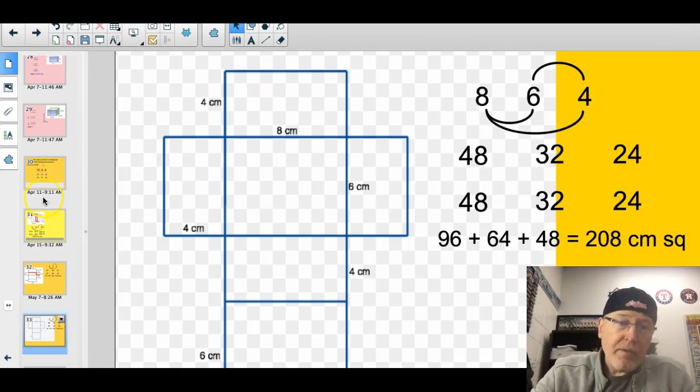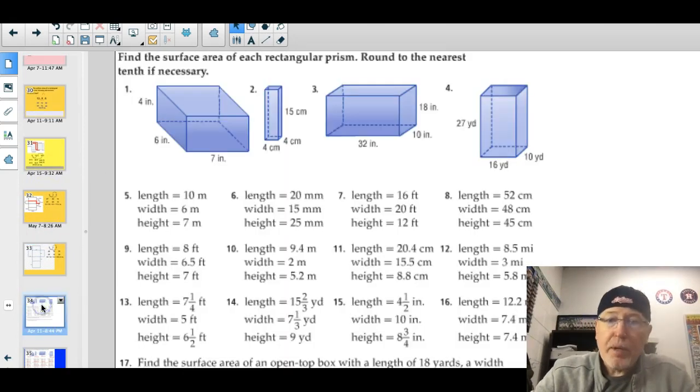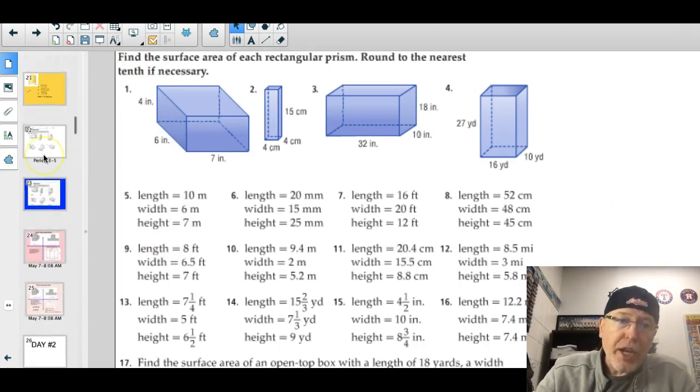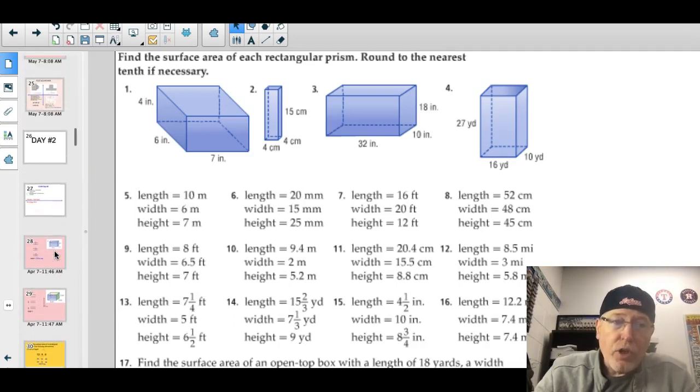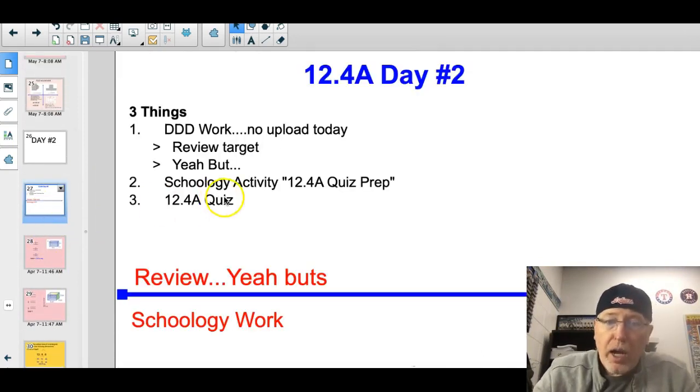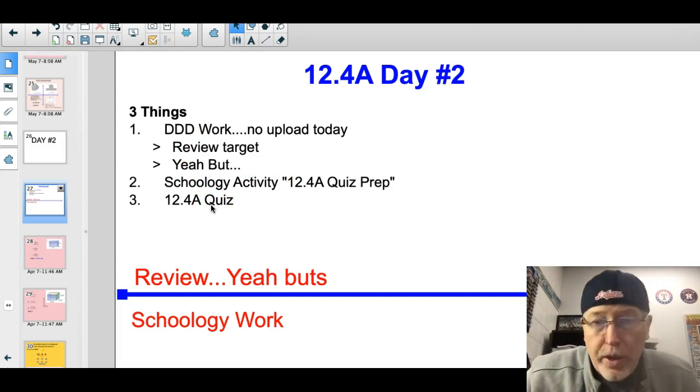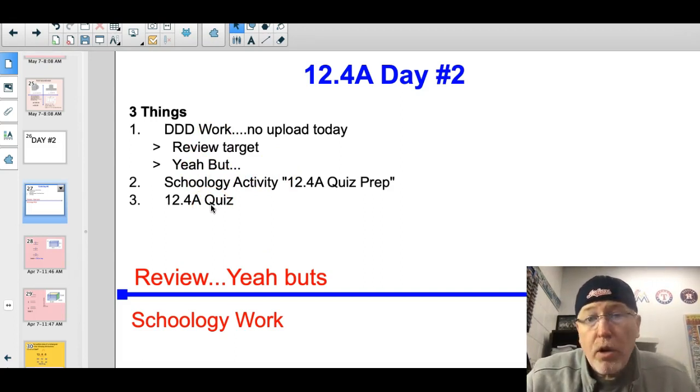Okay, time for some independent practice on your Schoology thing. What you'll be doing in Schoology is you'll actually be doing problems 1 through 12 here. So go to the Schoology activity, and those were the problems. I've already put them in there, and you can just go ahead and work those through. Again, there is no upload today. You've done your work here, so do the Schoology 12.4a quiz prep, and then do the 12.4a quiz, and you'll be ready for our next lesson, which will be 12.4b.